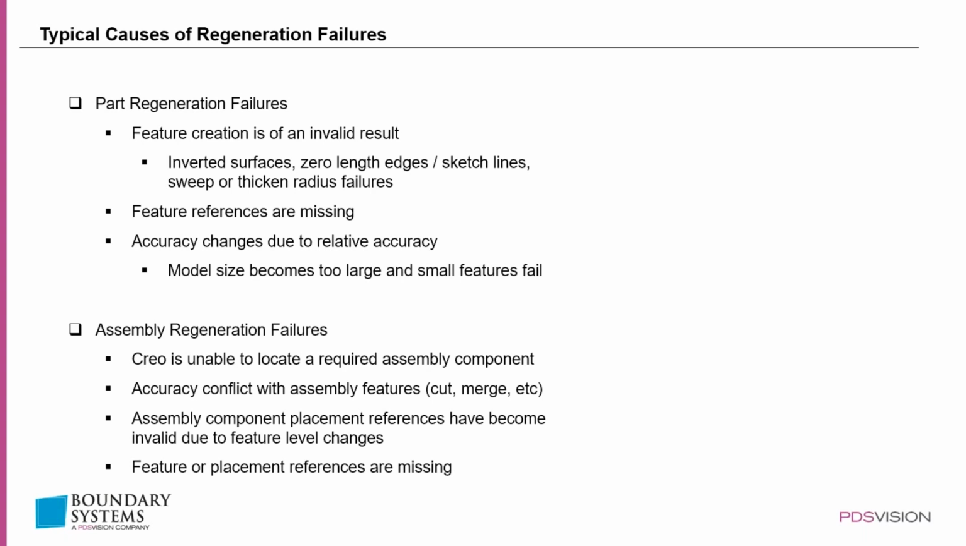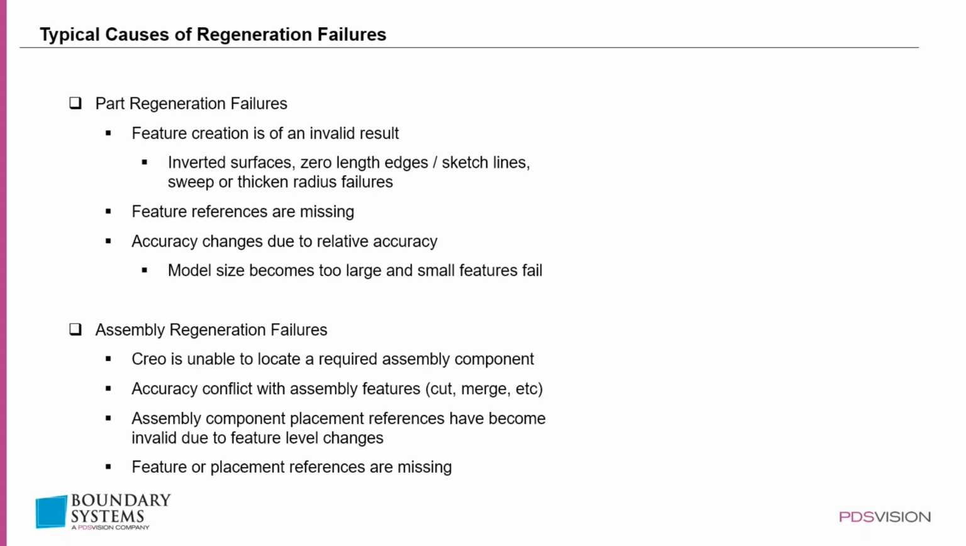At the top, we have part regeneration failures. These are really common things that cause a failure in a part. The first is feature creation of an invalid result. And below that, I have some examples: inverted surfaces, zero length edges or sketch lines, sweep or thicken radius failures.